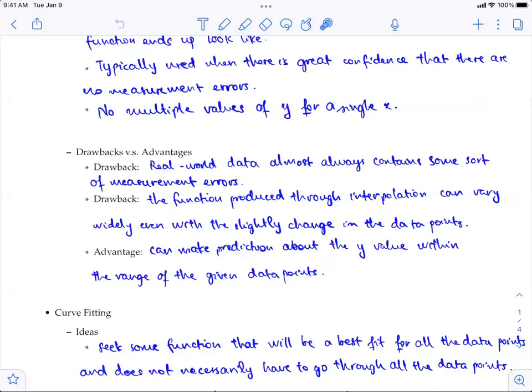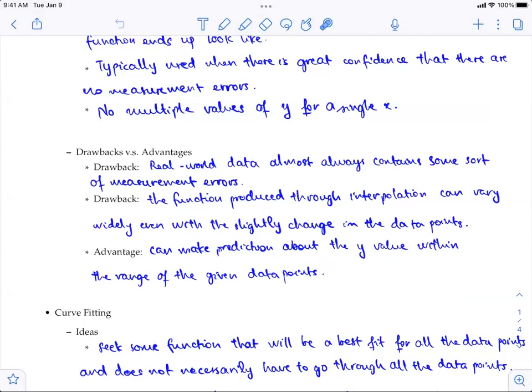Because the function that you produce that goes through the data points can vary very widely, even with a slight change in a data point. Even though it looks very nice that your curve goes through all the data points, if you make a slight change in the data points, then your function will sometimes change drastically.